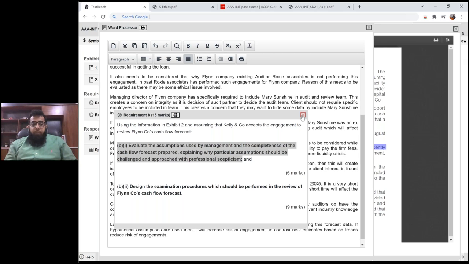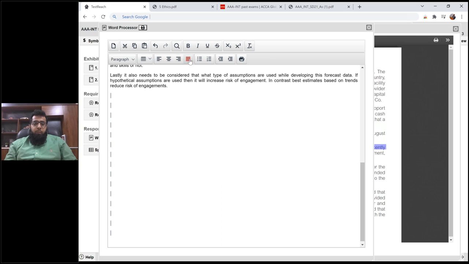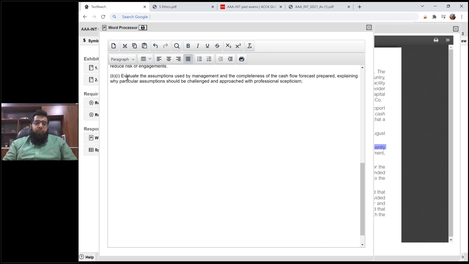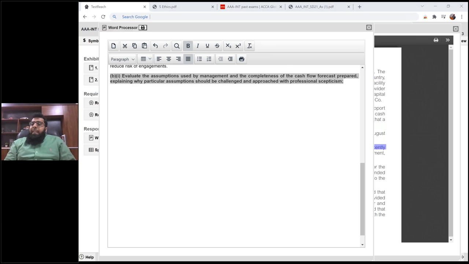Let's move towards part B1. Okay, so we are doing part B1. I have copy pasted the requirement here. So evaluate the assumptions used by the management and completeness of the cash flow forecast prepared, explaining why particular assumptions should be challenged. Okay, so now we are moving towards the exhibit number two. I want you all to concentrate on it.